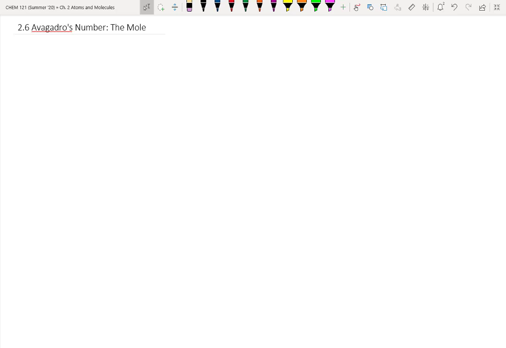Okay, so the next topic we're going to go over is something called Avogadro's number, which is often referred to as the mole. I wanted to briefly introduce how this number was derived though, and it's kind of interesting. So let's take this example.